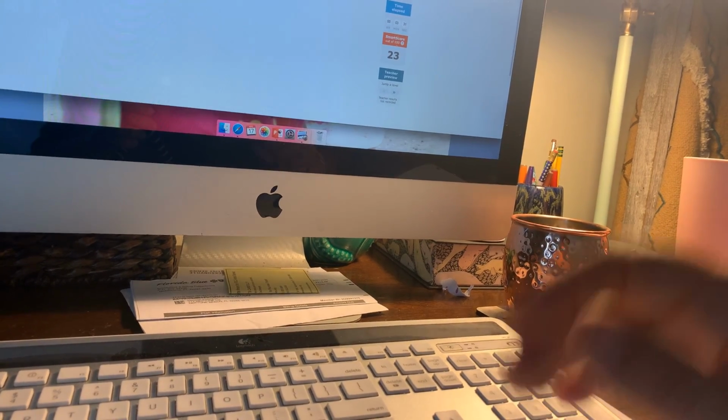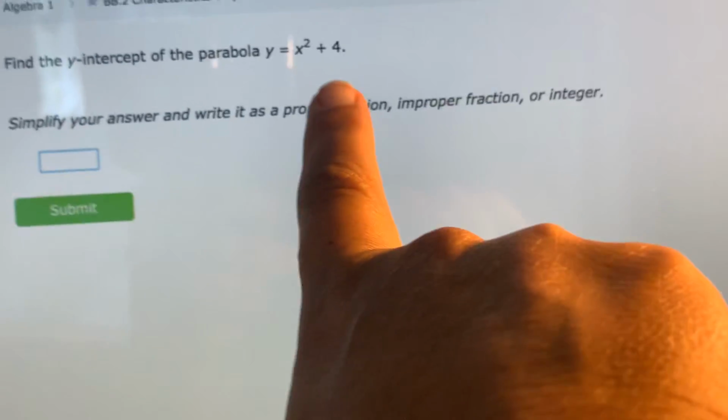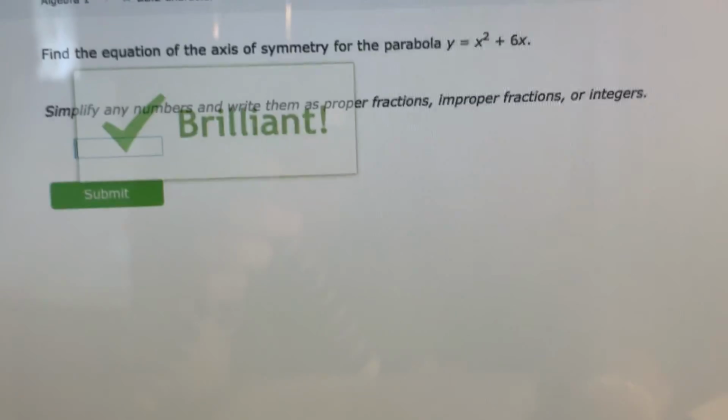All right, so this one's an easy one, the y-intercept. So the y-intercept is just the plus or minus number on the end. So it's just going to be 4. All right, axis of symmetry again.